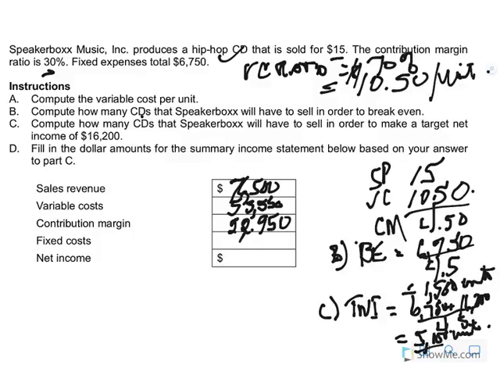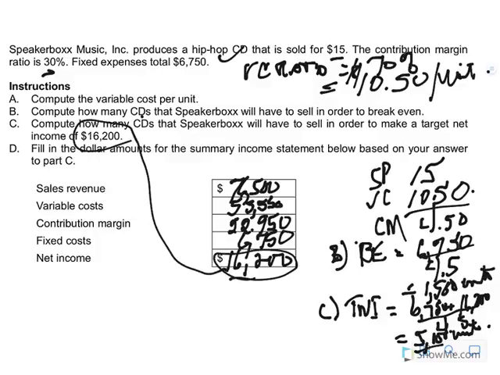The fixed costs are 6,750. And therefore their profit would be 16,200, which is exactly what we wanted. And that was the answer from C and D.